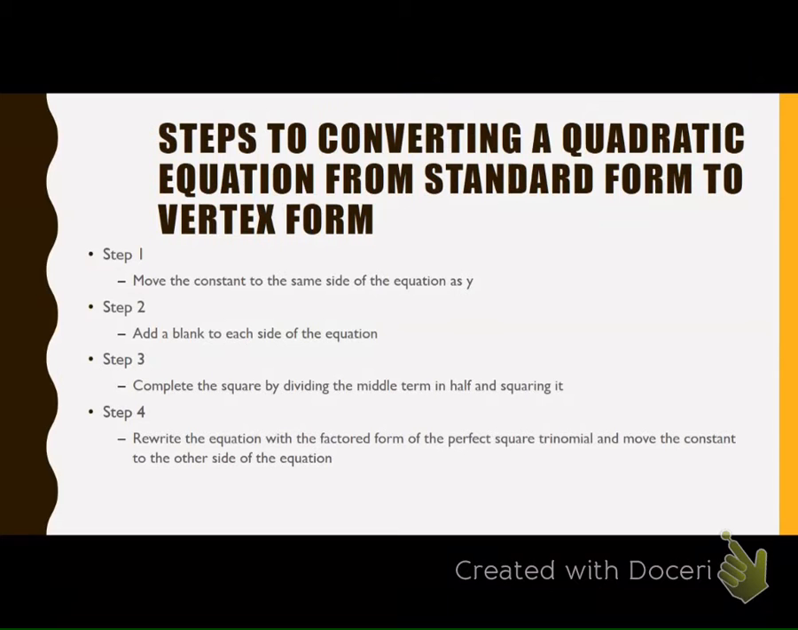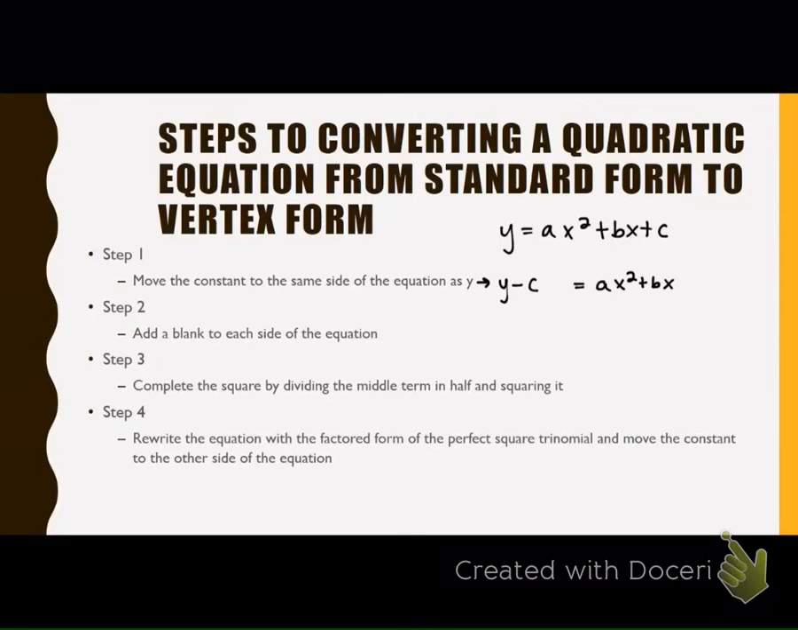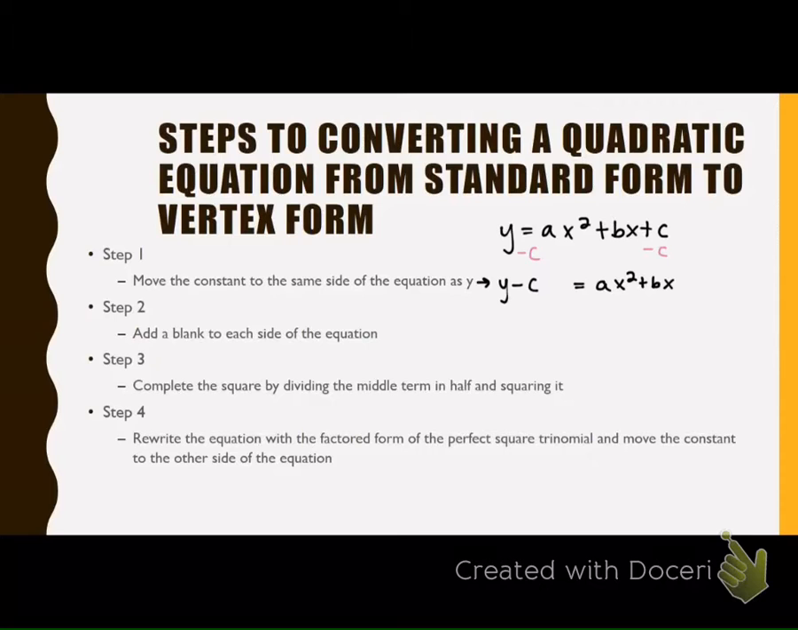So how do we convert from standard form to vertex form? First of all, this is standard form. You are going to move the c value to the other side of the equation as y by using the inverse. So I'm subtracting c from both sides. Notice I just subtracted c from both sides there. So the first step is to move the constant to the other side of the equation.